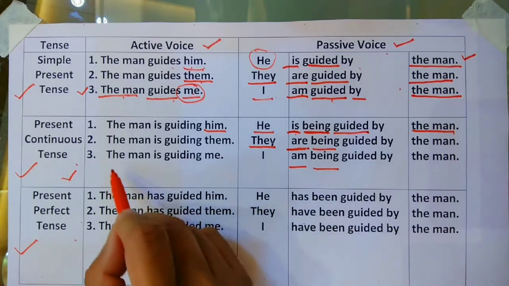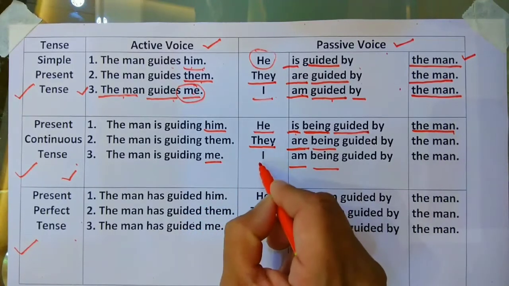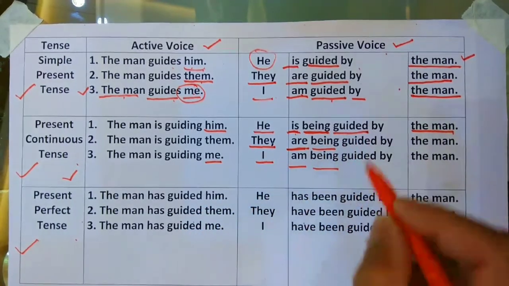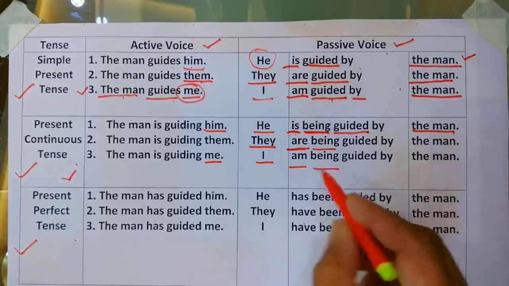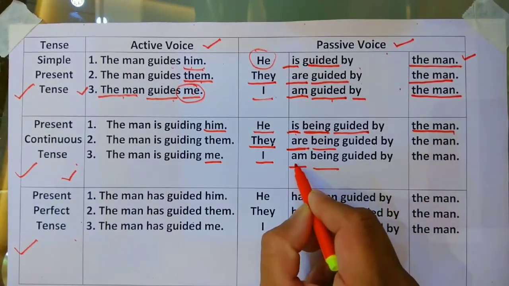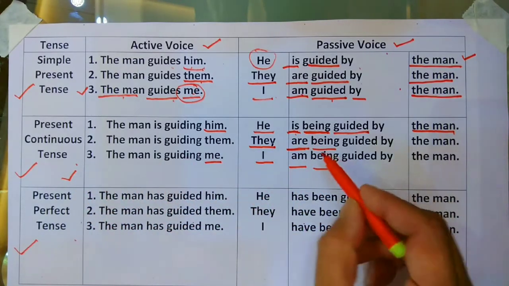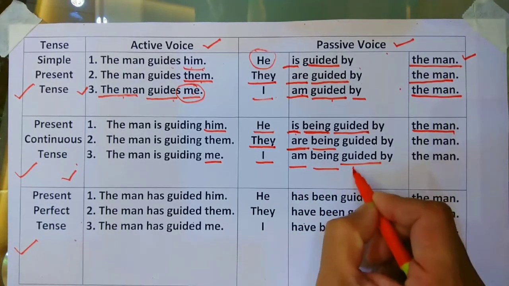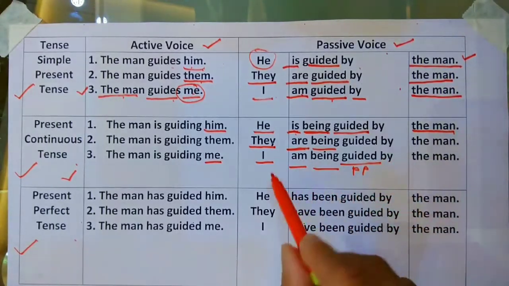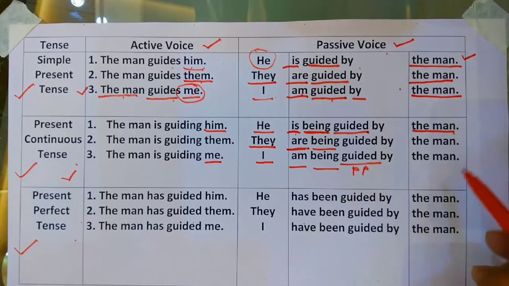Now let us come to the third sentence, the man is guiding me. Since the object is the pronoun me, we have converted it into the nominative case I. The pronoun I is in a singular form and therefore we have chosen the helping verb am here. Since the sentence is from present continuous tense, we have used the word being between the helping verb am and the past participle guided. The passive sentence is, I am being guided by the man.